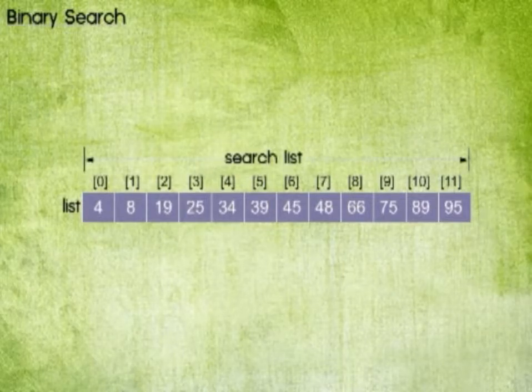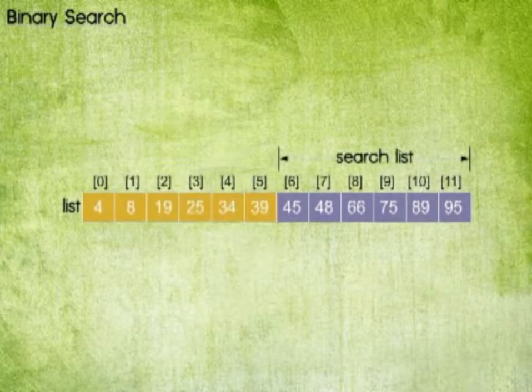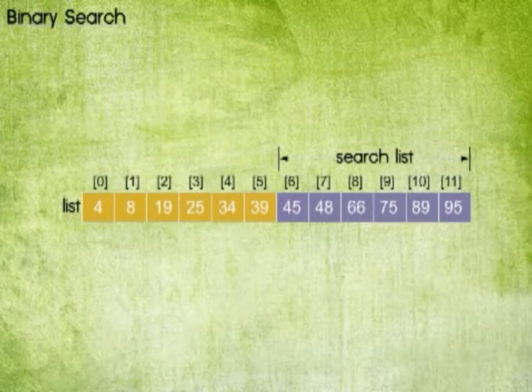Consider the following sorted list of length 12. Suppose that we want to determine whether 75 is in the list. First, we compare 75 with the middle element, which is list 5. Since 75 is not equal to list 5, and it is greater than list 5, we restrict our search from list 6 to list 11, that is, from the 7th element to the 12th element of list. This process is repeated on the elements of list, from list 6 to list 11.